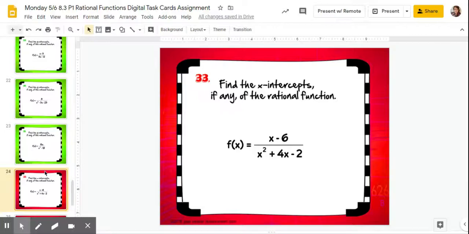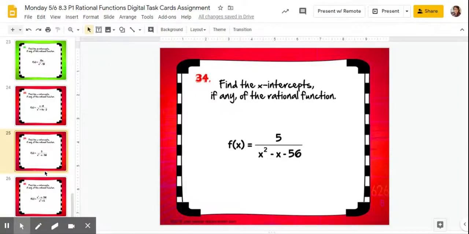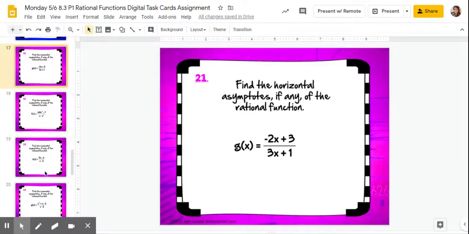On slide number 24, we have problems 33, 34, 36. These are the last 3 problems, and it's asking you to find the X intercept. So what you're going to do is set the numerator equal to 0 and solve. If you get an answer that doesn't make sense, then you might not have an X intercept, and those will also be written as points.